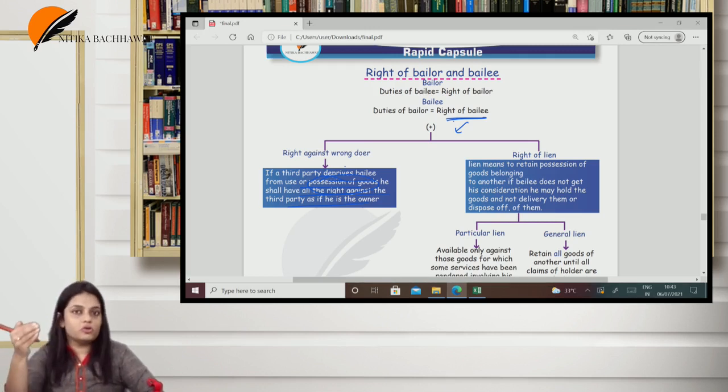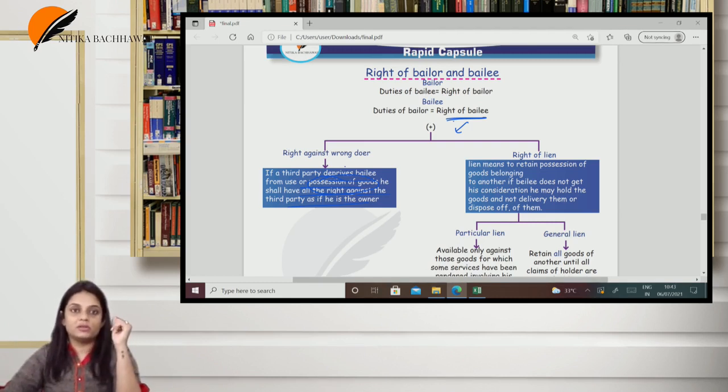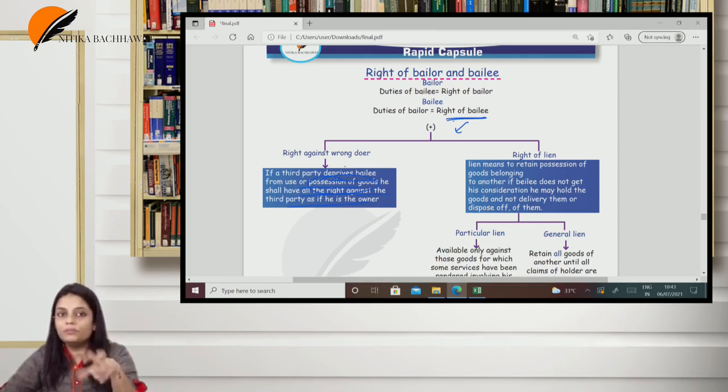I send goods to you by carrier, okay? The goods are with the carrier and I have not paid the carrier charges. I said the bailee will pay, I said you will pay the carrier charges. Now unless you pay the carrier charges, can we say the carrier company can hold your goods? Yes or no? Yes, this is lien. This is what? This is lien.